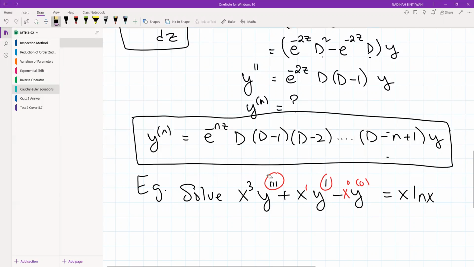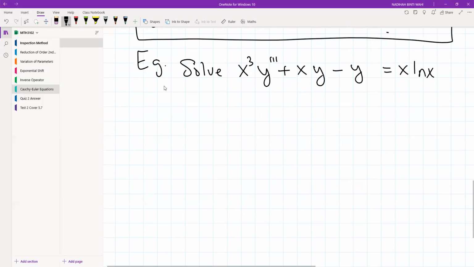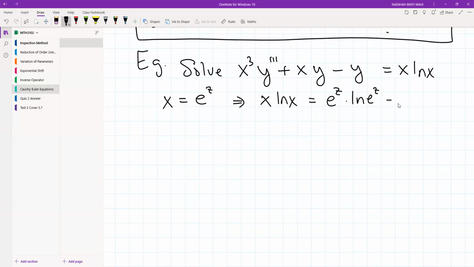Okay, so how do we solve it? I substitute x equals e to the z. Therefore, x ln x is just e to the z times log of e to the z, so this is just z times, what is it, exponential of z. Alhamdulillah.